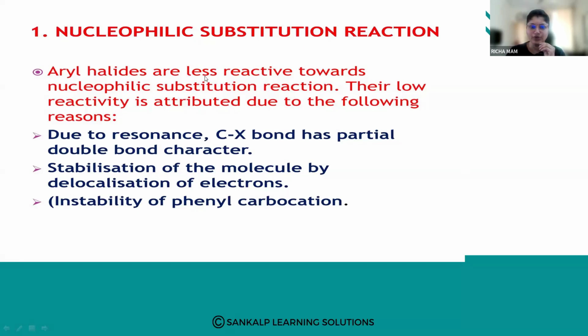The benzene ring is a nucleophile in nature, so we cannot attack it with any other nucleophile, because both are negatively charged, so they cannot attack. Unless one is positively charged and one is negatively charged. As you all know, unlike charges attract each other and like charges repel each other, right? The same applies over here also. So these were the reasons why aryl halides are less reactive towards nucleophilic substitution reaction.